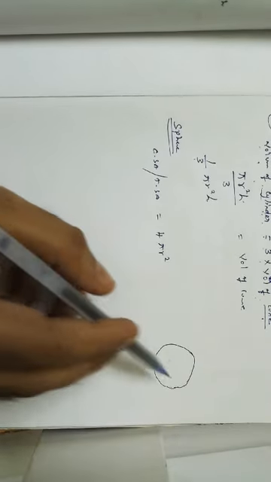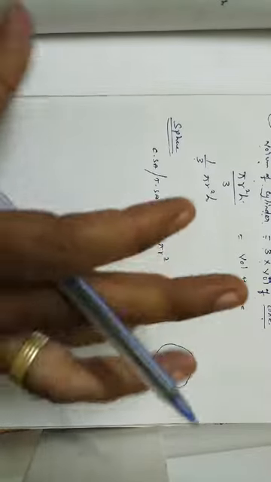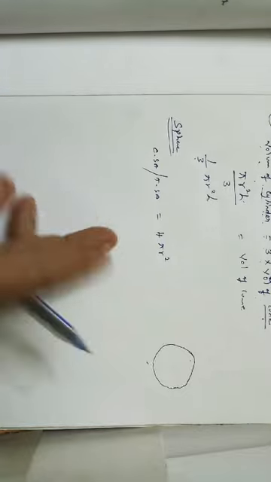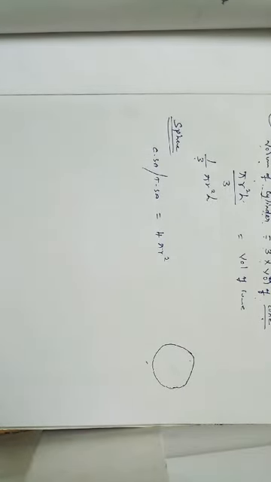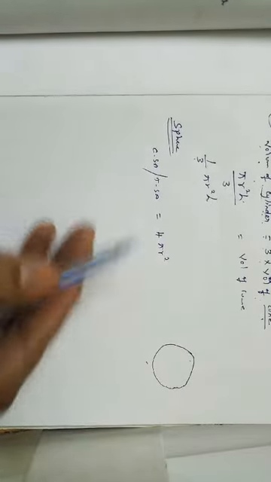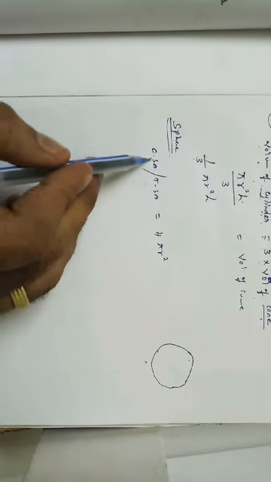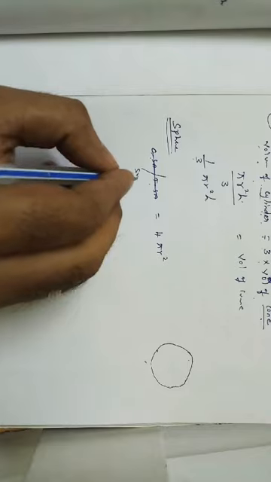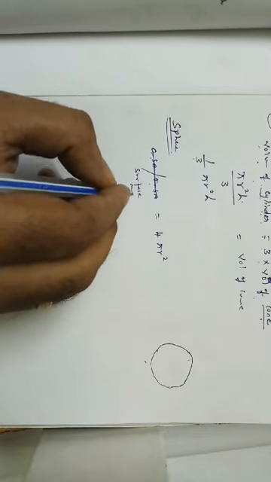For a sphere, there is no top and bottom, right? For a ball, we can't say this is the top and this is the bottom, because it is all curved in shape. So there is no CSA and TSA. Only surface area alone is there for a sphere.